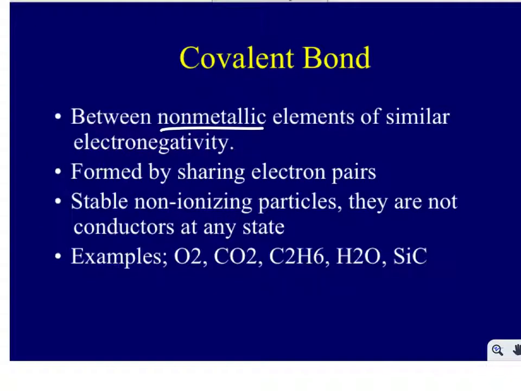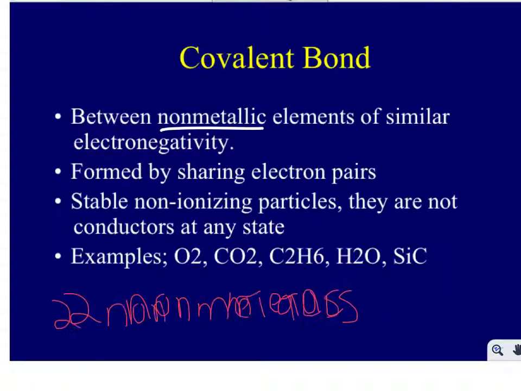The way to figure out if a bond is ionic or covalent is you want to see if there are 2 non-metals. Remember, your non-metals are on the right side of your periodic table. They'll also have similar electronegativity. That's the tendency to pull in electrons. Some might have more electronegativity than others, like fluorine will be greater than, say, carbon, but they both want to pull in electrons. And they're formed by sharing electron pairs.